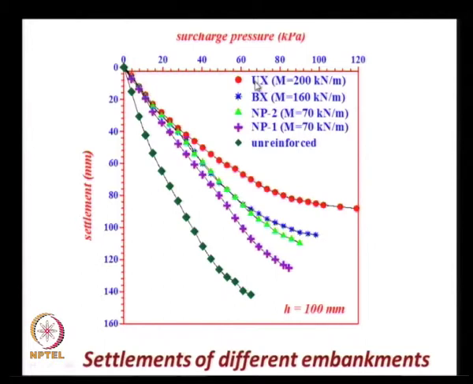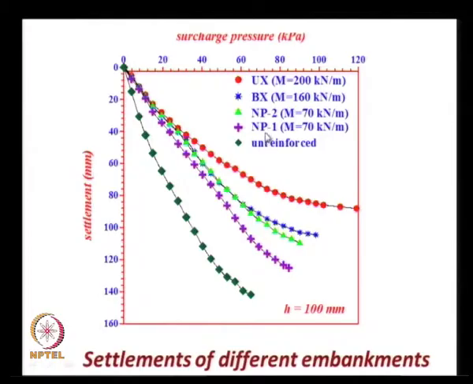The UX is the uniaxial geogrid that has a modulus of about 200 kilonewton per meter, and obviously this has given the stiffest response, that is, for a given surcharge pressure the settlement of the embankment supported on UX type material is the least. The bottommost one is the unreinforced one, and it has the highest settlement. All these results were obtained with a geocell height of 100.